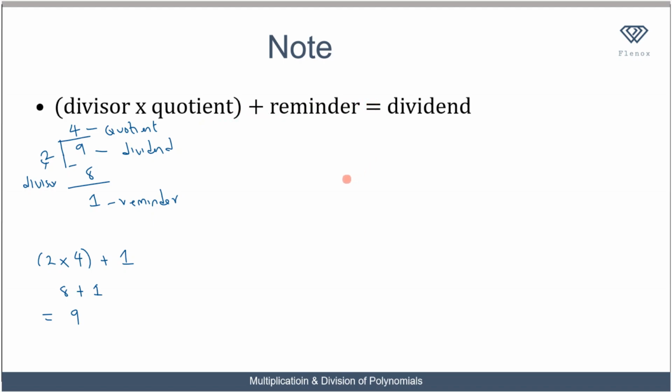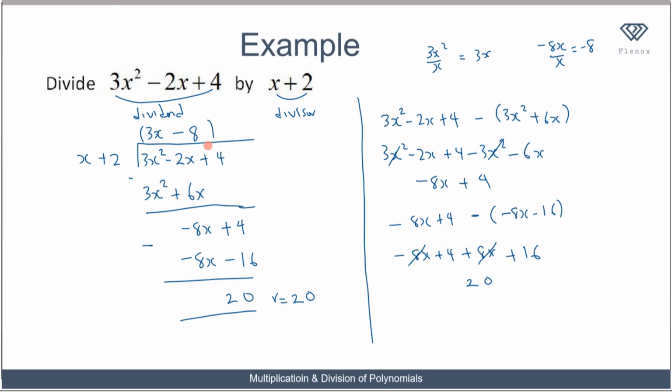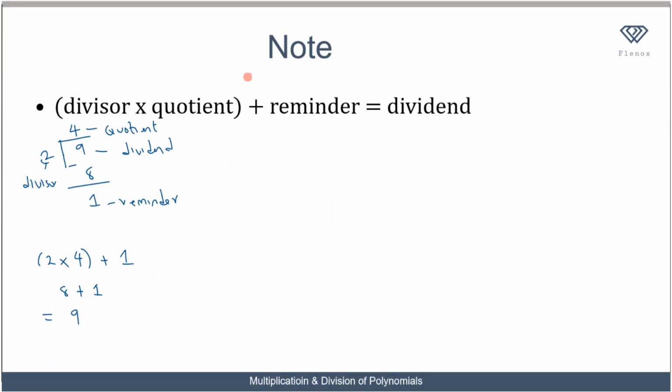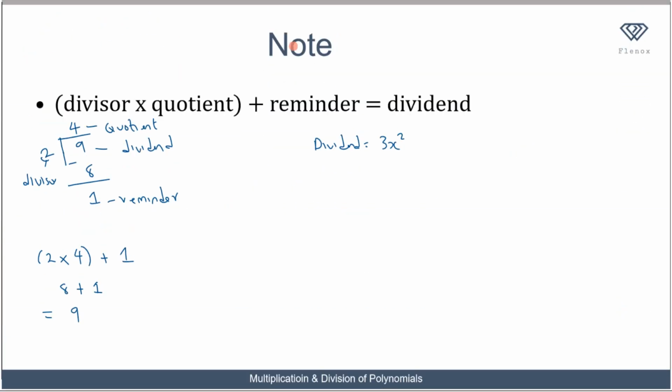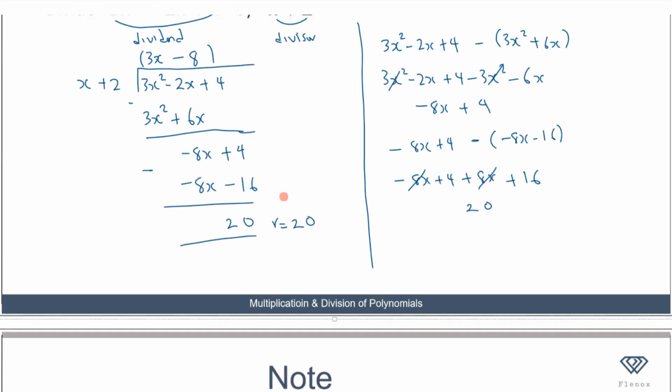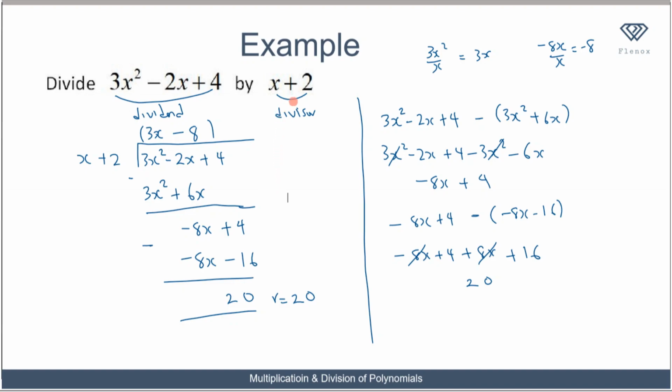And that applies to polynomials. In the previous example that we worked out, our dividend is 3x squared minus 2x plus 4. Then our divisor is x plus 2.